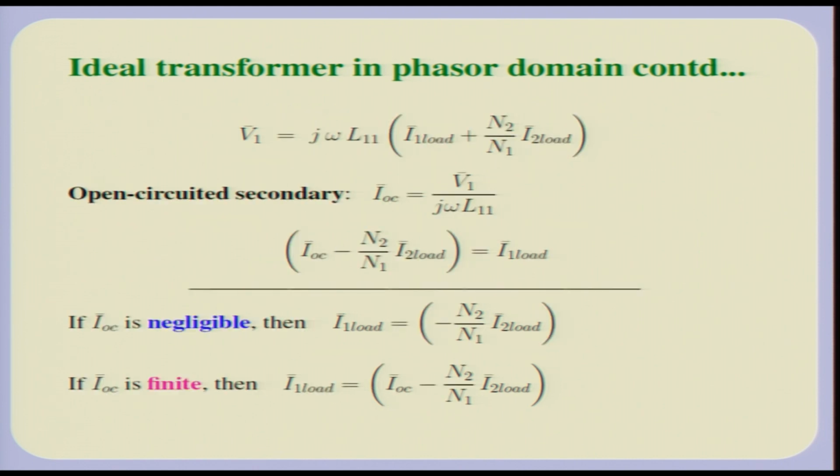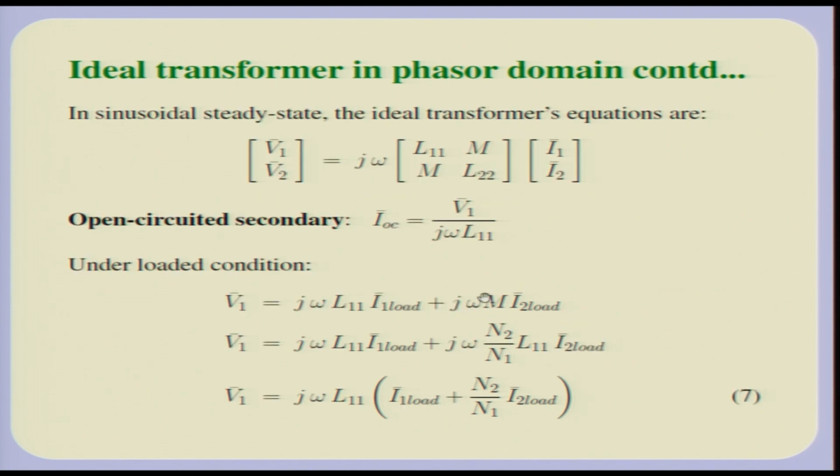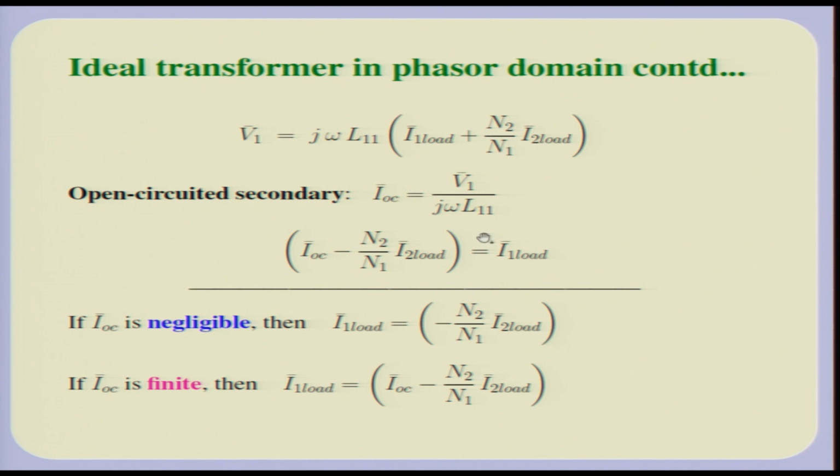So, if you have a loaded transformer, in that case the first equation we rewrite, that is j omega L11 into I1 load, that is the current in the primary winding, plus it comes out to be N2 by N1 into I2 load. This actually comes from the previous equation. Yeah, this is how we get it. That is because of course that M which you have here is, for an ideal transformer, N2 by N1 into L11.